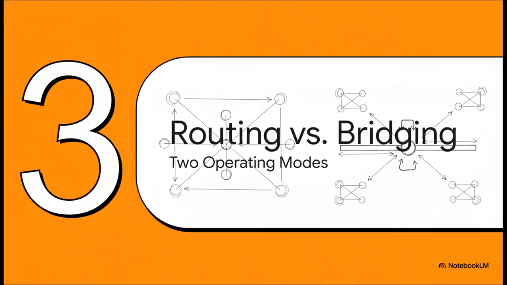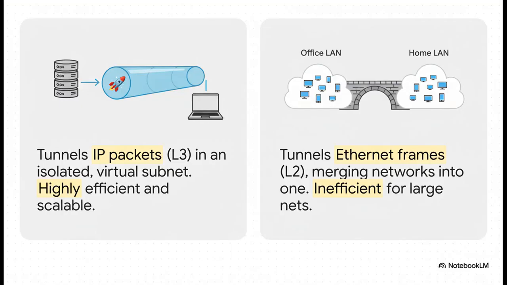Okay, so when you're setting up an OpenVPN connection, you hit your first major fork in the road. You have to choose between two very different operating modes, and this choice fundamentally changes how your virtual network is going to behave. On one side, you have routing mode. This works at layer 3, the network layer, and it tunnels your IP packets. Think of it like creating a totally separate private highway just for your data. It's clean, it's super efficient, and it scales up for tons of users really well.